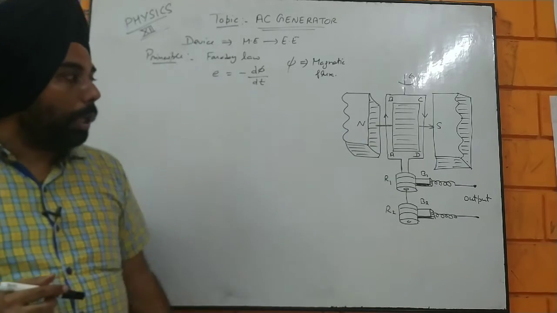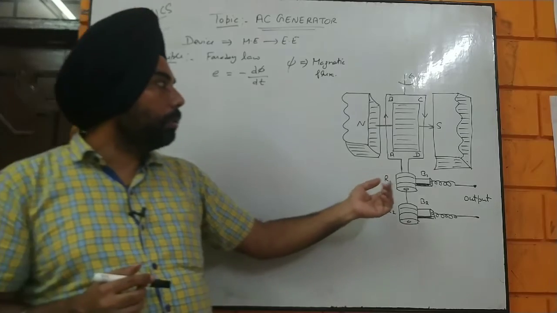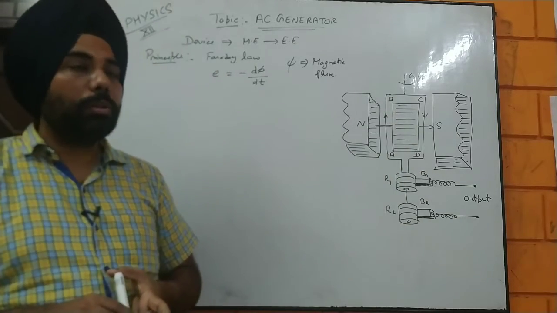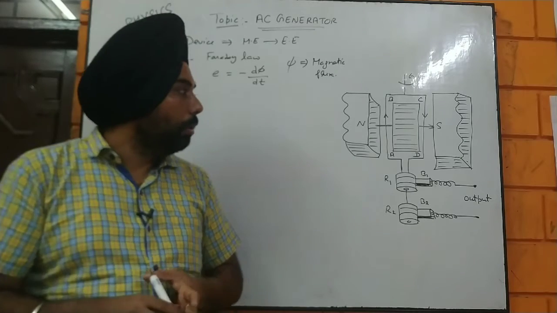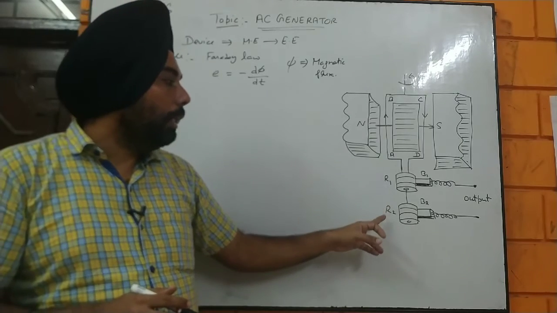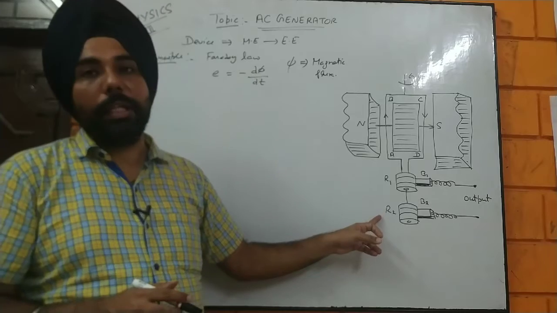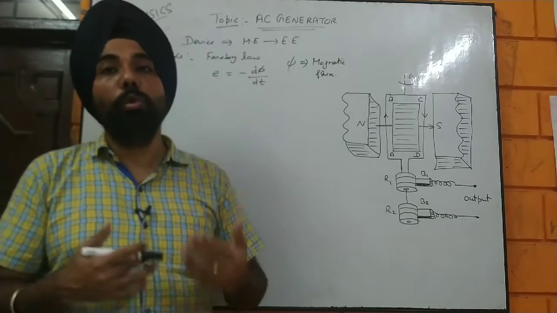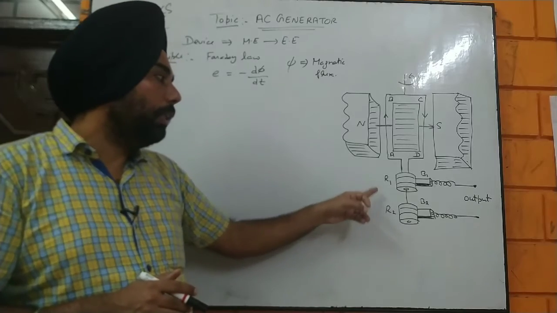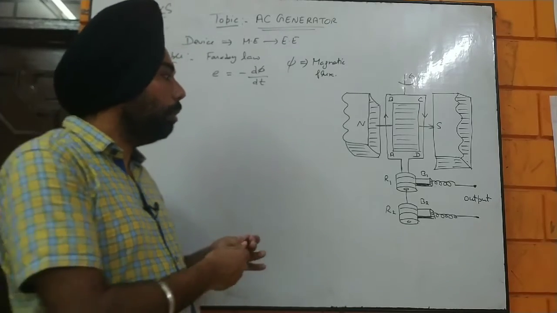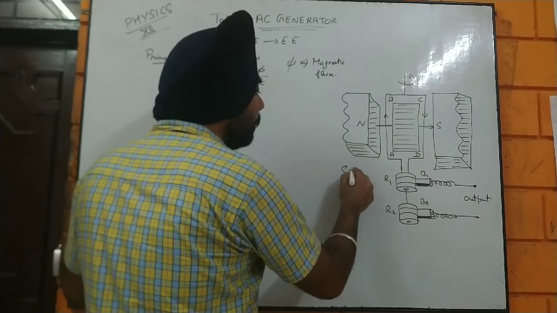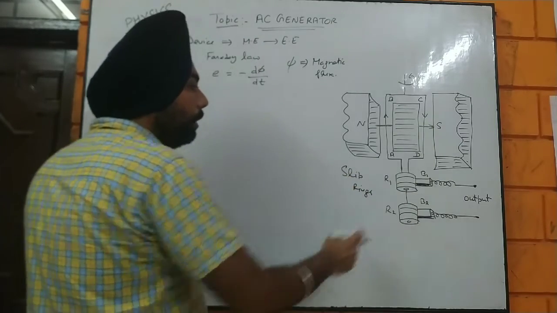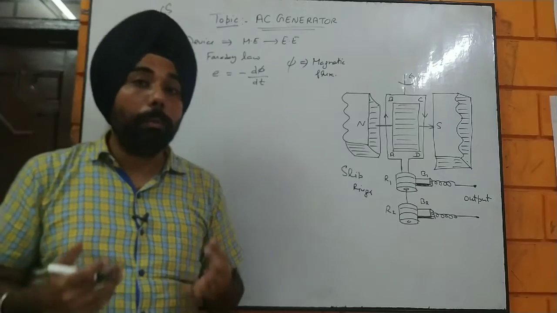Some other parts of that generator are, ABCD is the rectangular coil here, which is also known as the armature. R1 and R2 are the slip rings, which are attached to the rectangular coil, and they also move. You can point out here, these are the slip rings. And B1 and B2 are the carbon brushes.